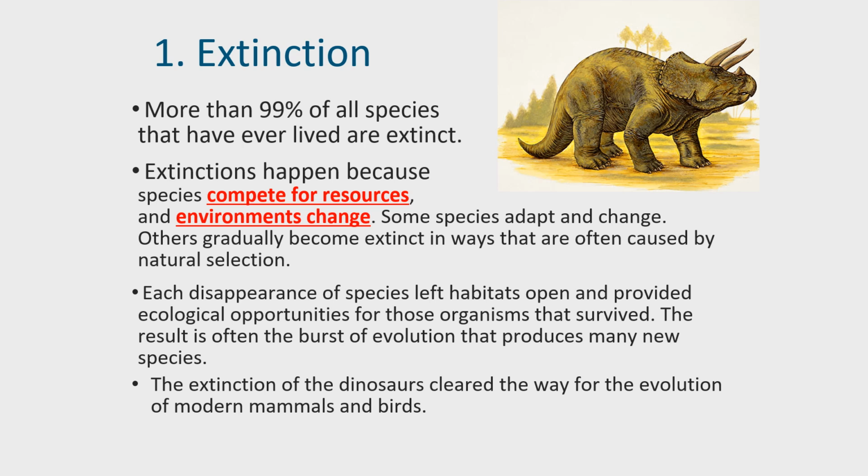So extinctions happen because species compete for resources and also due to environmental change. Some species adapt and change, others gradually become extinct in ways that are often caused by natural selection. So when these disappearances occur, they leave habitats open and provide ecological opportunities for other organisms that survived. The result is often a burst of evolution that produces many new species. The extinction of the dinosaurs cleared the way for the evolution of modern mammals and birds.